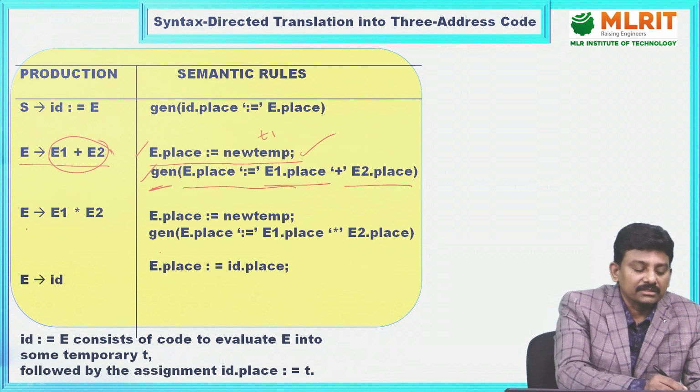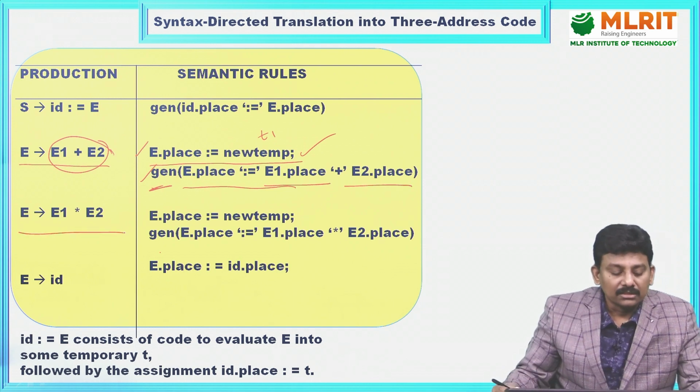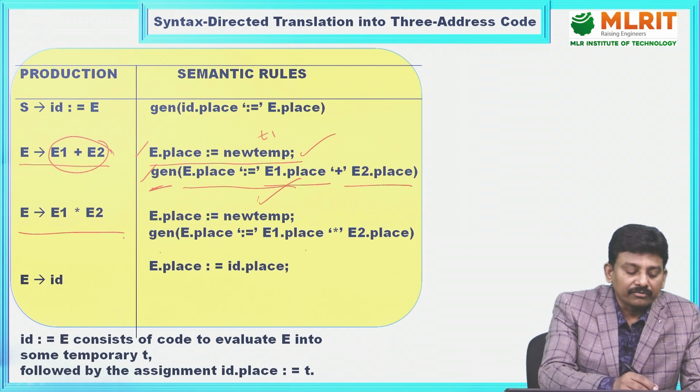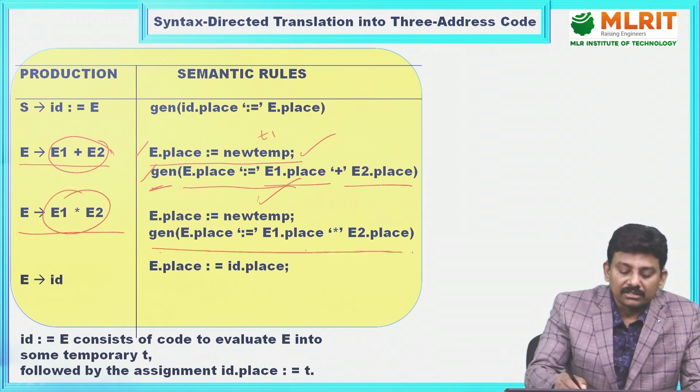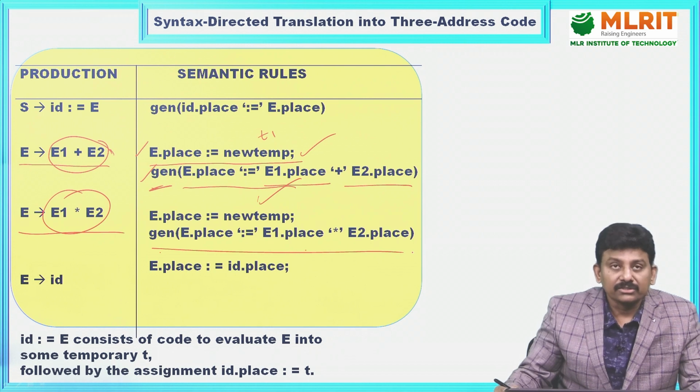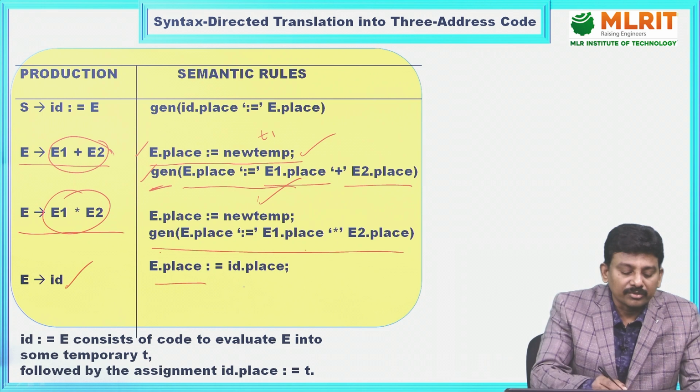Next, E derives E1 * E2: the same temporary variable is created to store the result. Next, the gen function will generate the 3-address code, that is E.place = E1.place * E2.place. Finally, E derives ID, that is E.place = ID.place.